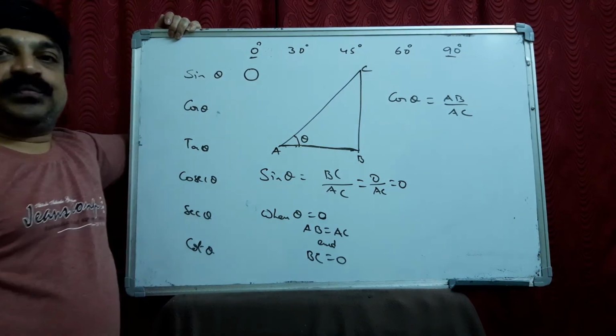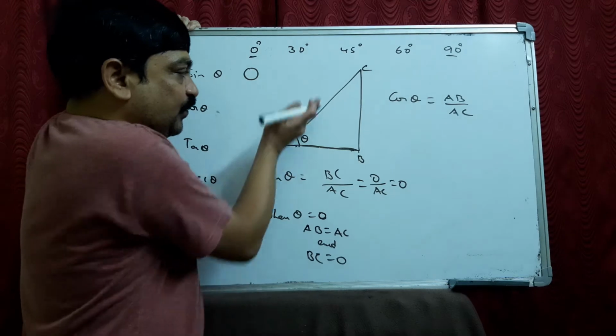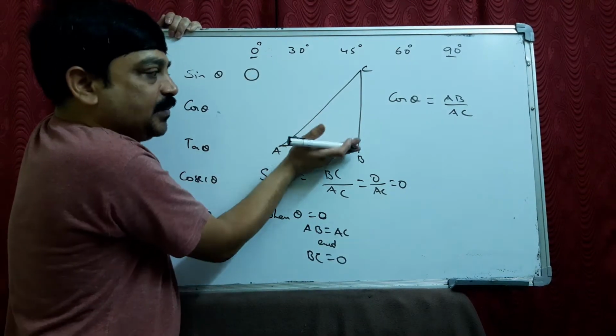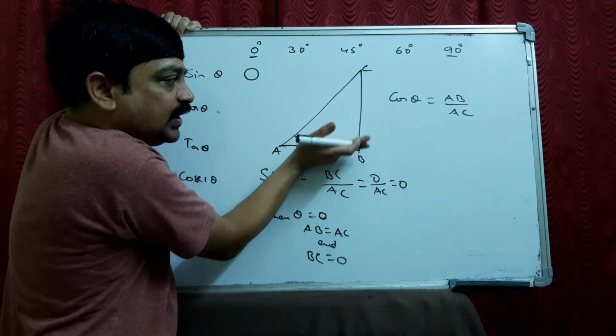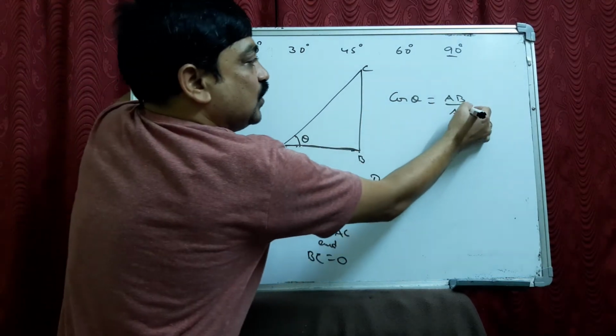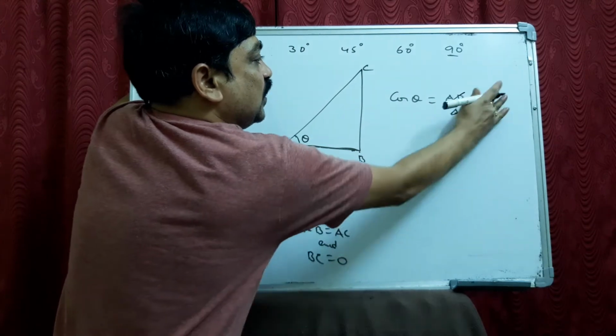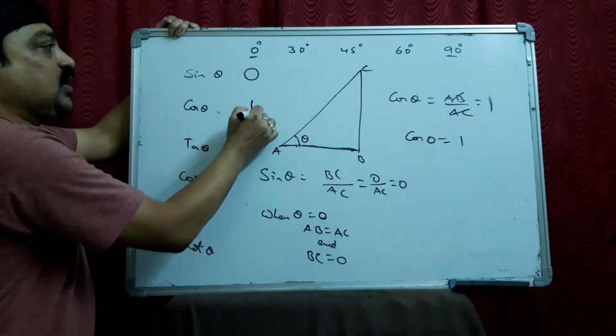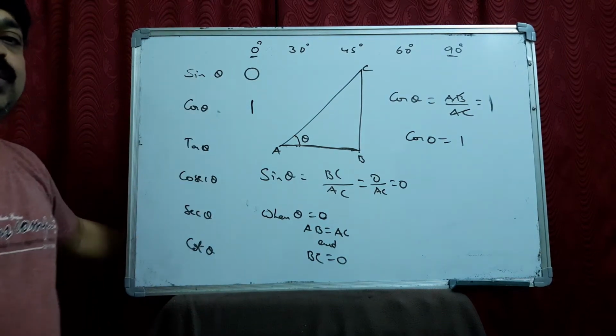What about cos 0? I told you, when theta becomes 0, AC and AB become the same because it will fall here. So both will get cancelled, and cos 0 is equal to 1. So cos 0 is 1, sin 0 is equal to 0.